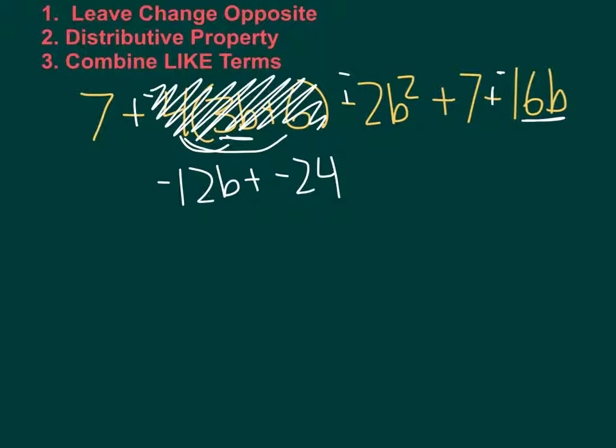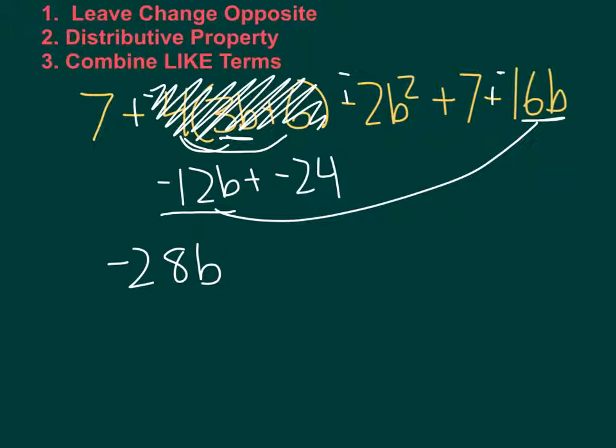Next thing I'm going to do is combine my like terms. We'll discuss like terms a little bit more later, but like terms have to have the same variable to the same power. So those negative 12b's match those negative 16b's. So I'm going to add those together, and I get negative 28b's. They don't match that negative 2b squared because they have to have the same variable to the same power. B squareds are not the same as b's, so those don't have anything to match up, so I'll just bring them down.